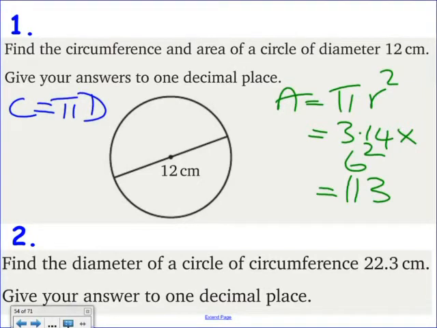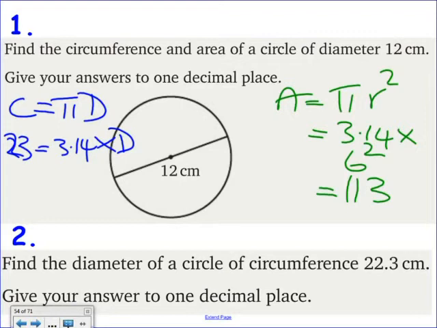And then I did, put in what you know. So you know that pi is 3.14. I'm happy with that. But what are they giving you this time? Circumference, which is 22.3. And then what's the thing that we don't know? So 3.14 is doing what to that? It's multiplying the diameter. Can you see that?